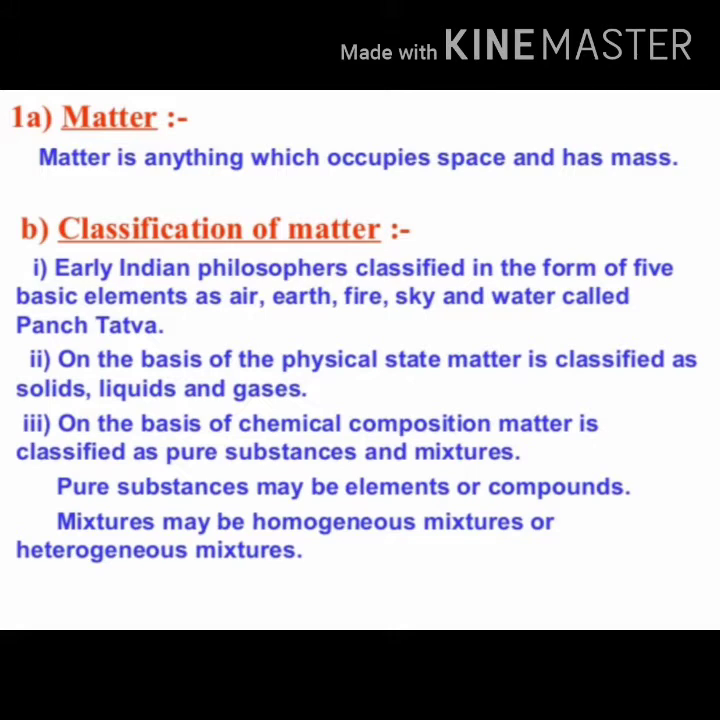Classification of matter. Early Indian philosophers classified matter in the form of 5 basic elements: air, earth, fire, sky and water, called Panch Tattva. On the basis of physical state, matter is classified as solid, liquid and gases. On the basis of chemical composition, matter is classified as pure substances and mixtures. Pure substances may be elements or compounds. Mixtures may be homogeneous mixtures or heterogeneous mixtures.